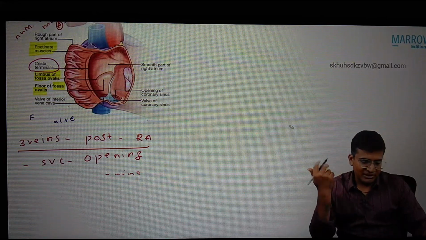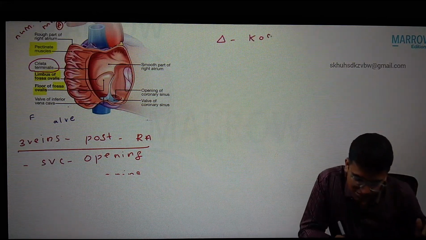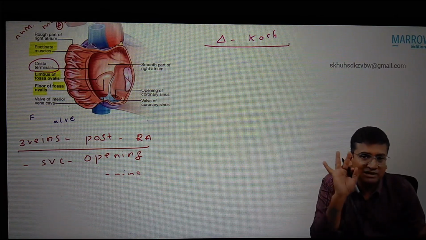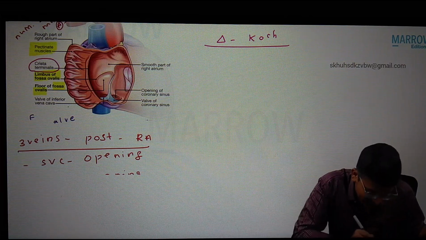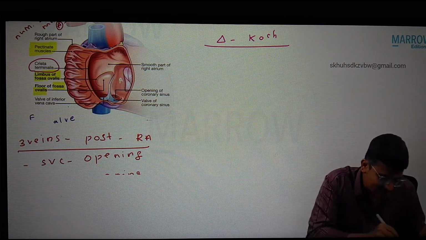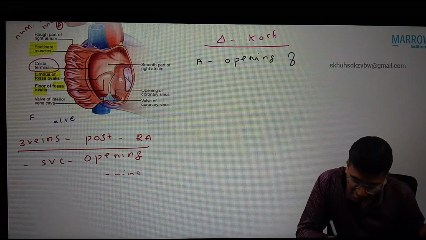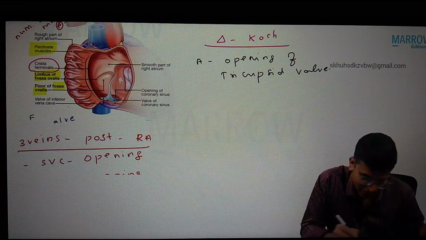The last feature in the interior of the right atrium is the triangle of Koch. To see the boundaries of the triangle of Koch, we have to mark 3 areas. Now, this is A. A is the opening of the tricuspid valve.